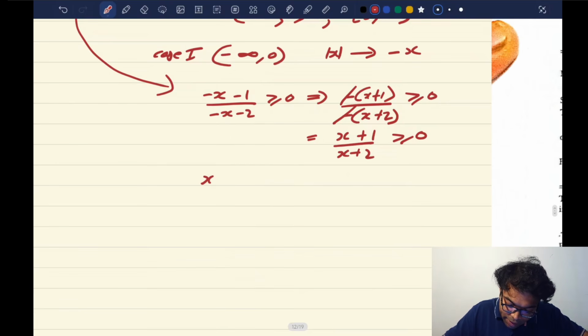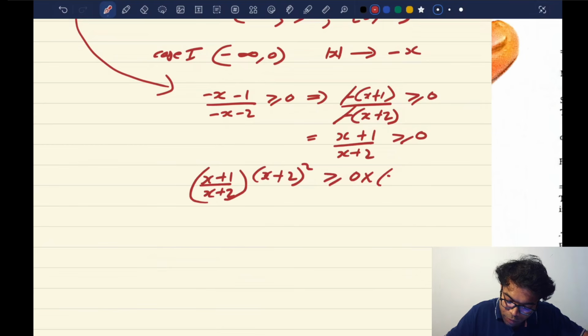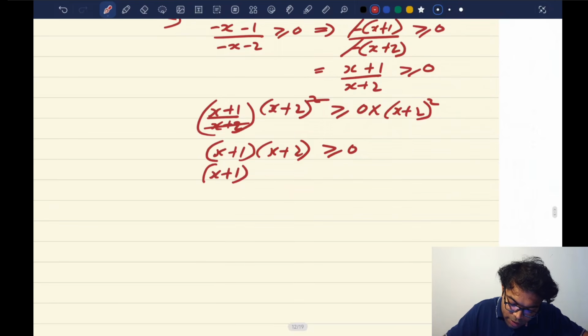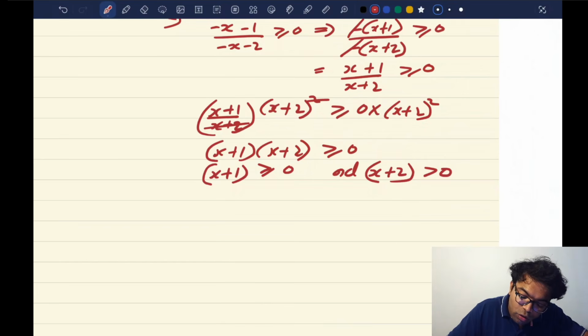So I can write (x plus 1)/(x plus 2) into (x plus 2) the whole square should be greater than or equal to 0 into (x plus 2) the whole square. This and this get cut off, so we're left with (x plus 1) into (x plus 2) should be greater than or equal to 0. Now this is only possible if x plus 1 is greater than or equal to 0 and x plus 2 is greater than 0. So Drupad, please listen to this.